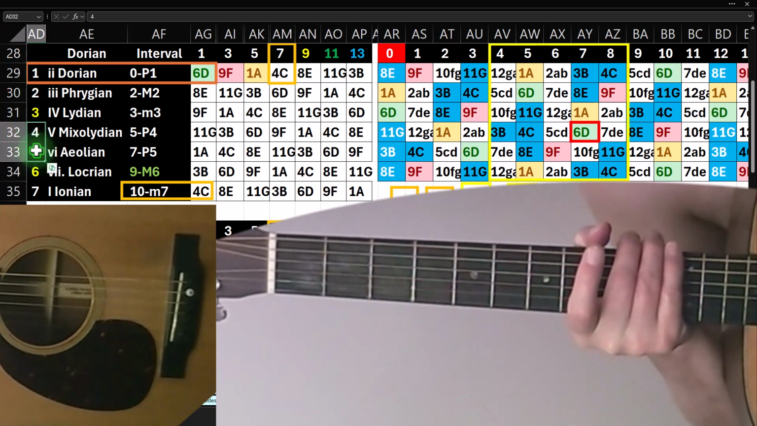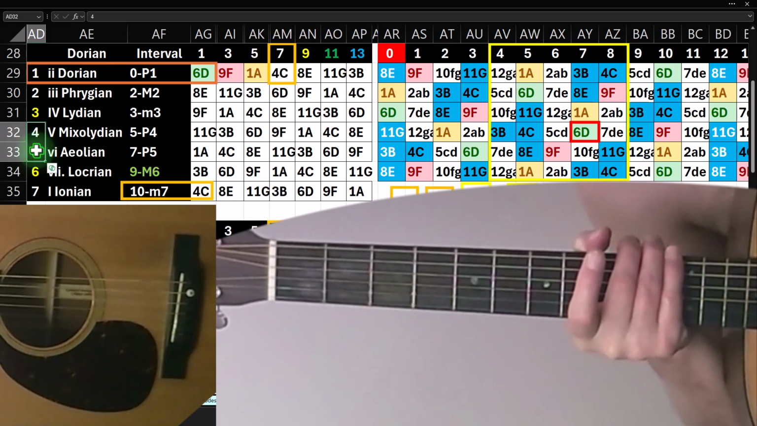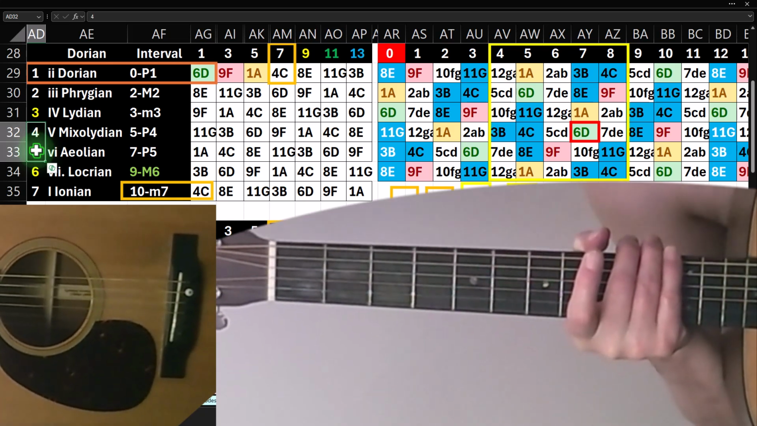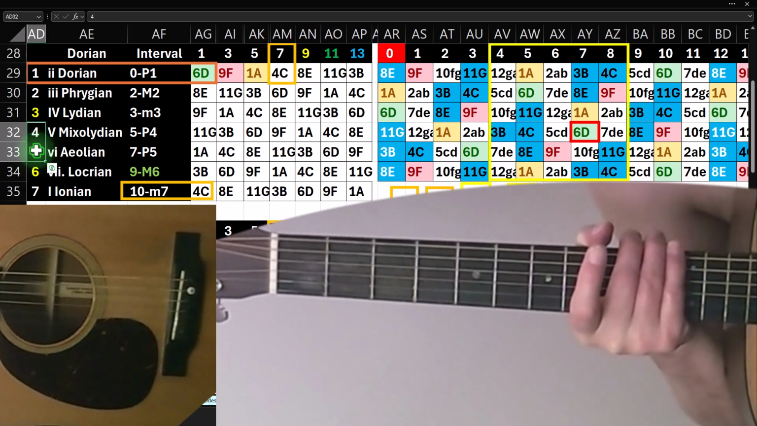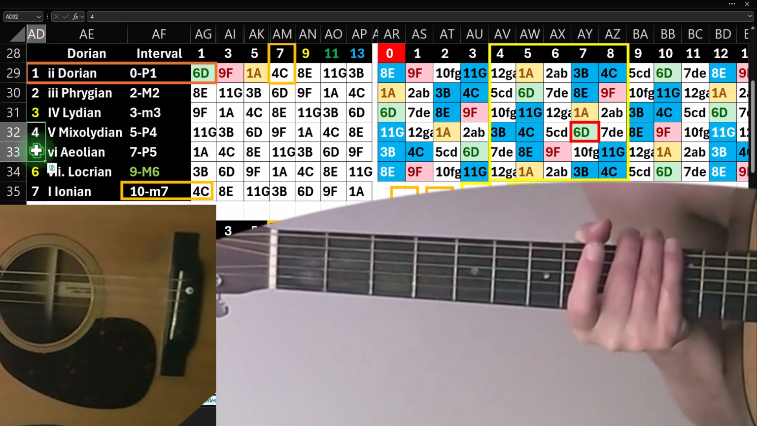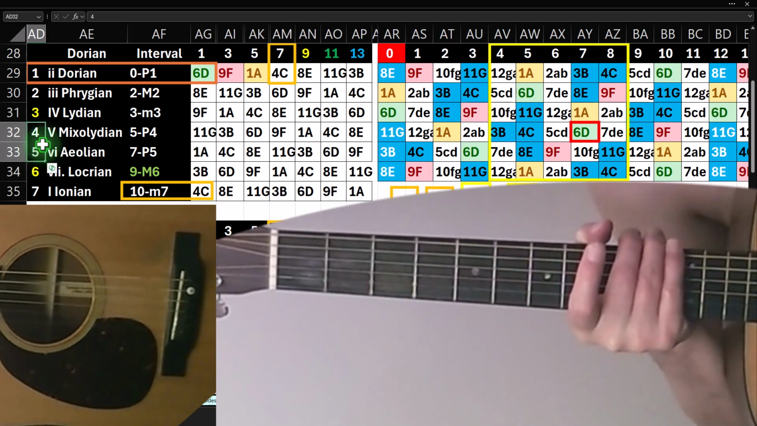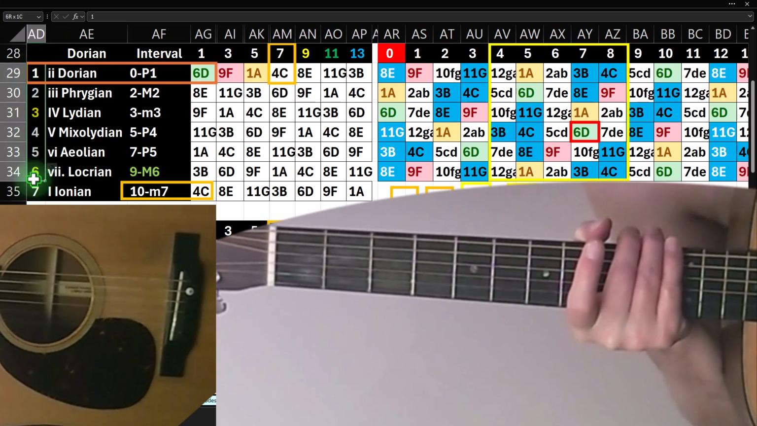Because I can no longer use the cheating convention that I can use in C major, memorizing that the 1, 4, 5 are the ones that I can build a major chord from, and the 2, 3, and 6 are the minor chords. I can't do that, right? Because now the relative positions have shifted.